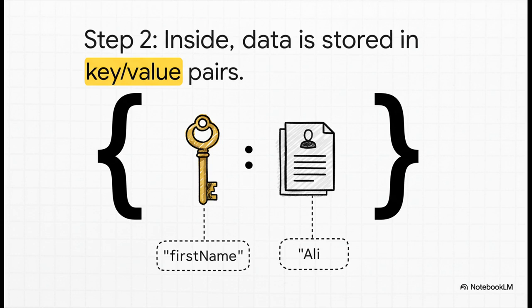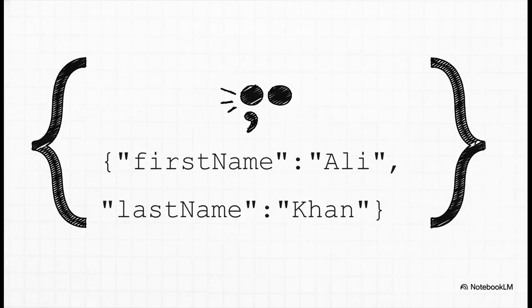The key is just a label, like first name, and it's matched with a value like Ollie. See? Super readable. And if you need more info, you just add more pairs, separated by a comma. So here we add last name and con. For us in the networking world, this might be hostname paired with switch-1, or IP address paired with an actual IP. It's that simple structure that makes it so incredibly useful for automation.